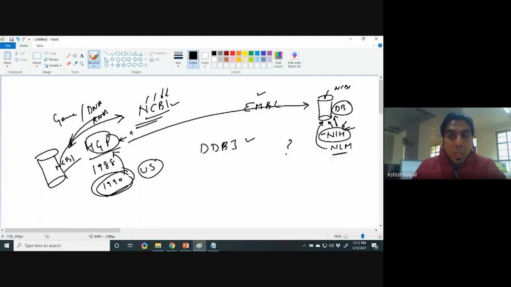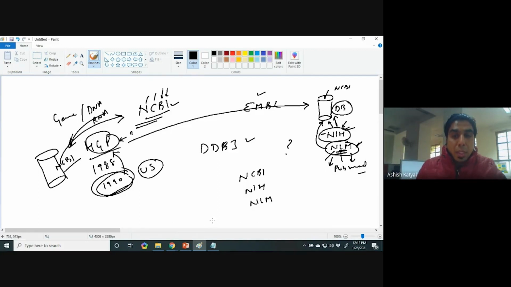And this NLM is okay. This is the National Library of Medicine. All the professionals of medicine keep their data in this. That is NLM. PubMed is the repository where all the medical journals are available. So these three agencies collaborated: one is NCBI, another is NIH, and the third one is NLM.